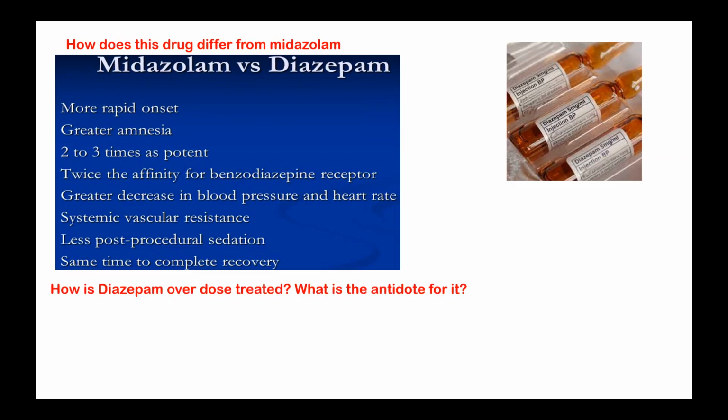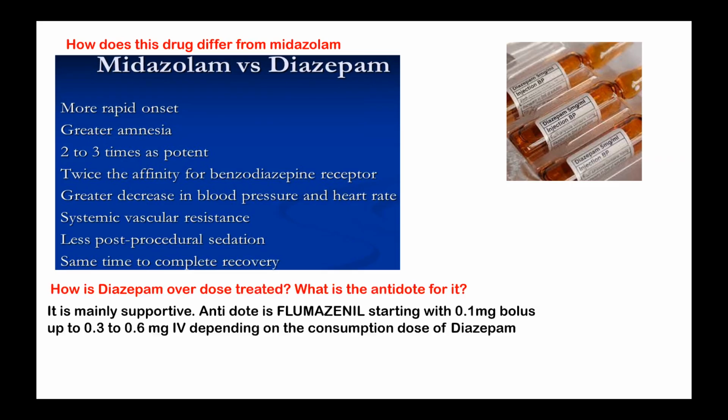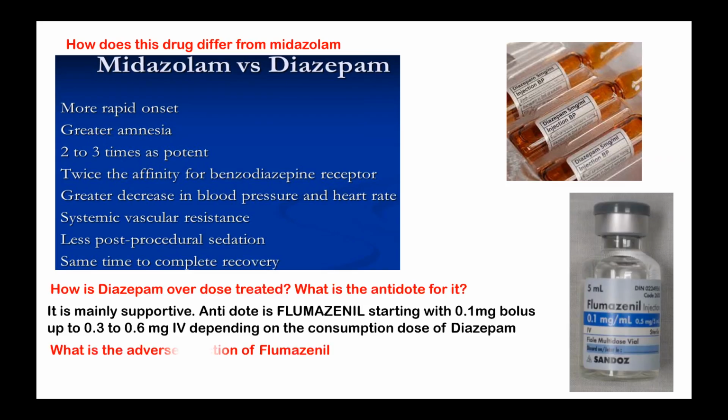How is diazepam overdose treated? What is the antidote for it? Flumazenil, sir. Mainly supportive; the antidote is flumazenil, starting dose 0.1 milligram bolus, up to 0.3 to 0.6 IV depending on consumption of diazepam. What is the adverse reaction to flumazenil? Anaphylaxis. Seizure, it can cause seizure.